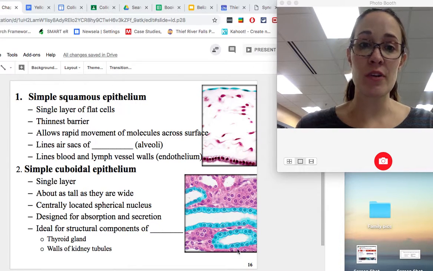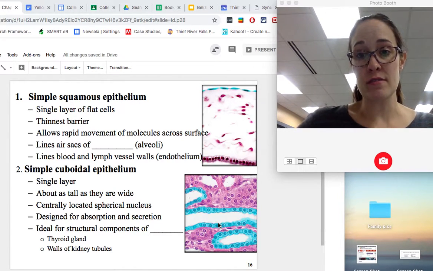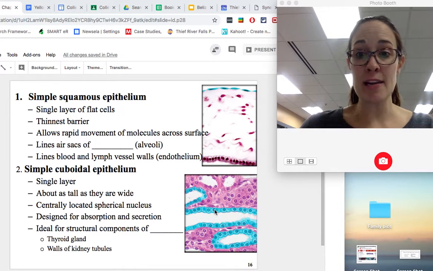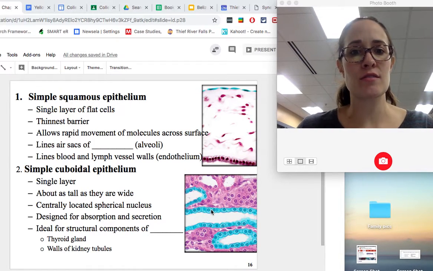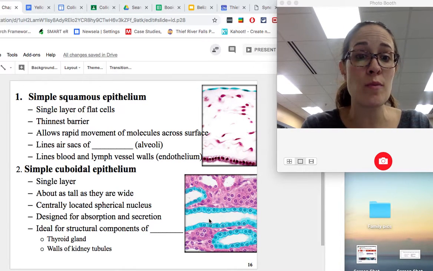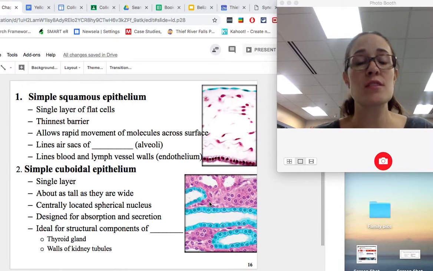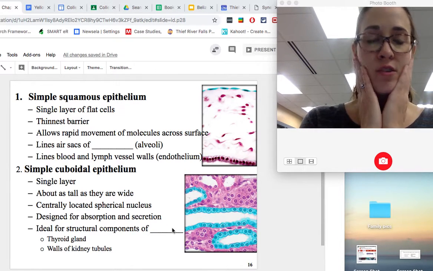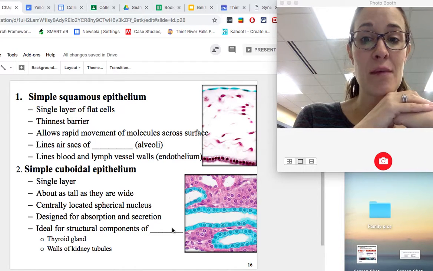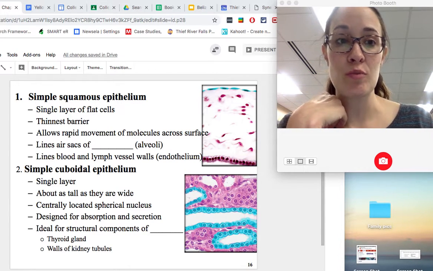The next type is called simple cuboidal, and we can see it highlighted right here. It is one layer of cube-like cells, and the nucleus is centrally located. Notice this opening right here, this lumen; that's going to be important for epithelial tissue. These cells can secrete a substance into the lumen or absorb a substance into the cells that comes from the lumen. So this is an ideal structural component of glands. An example is the thyroid gland and the kidney tubules.